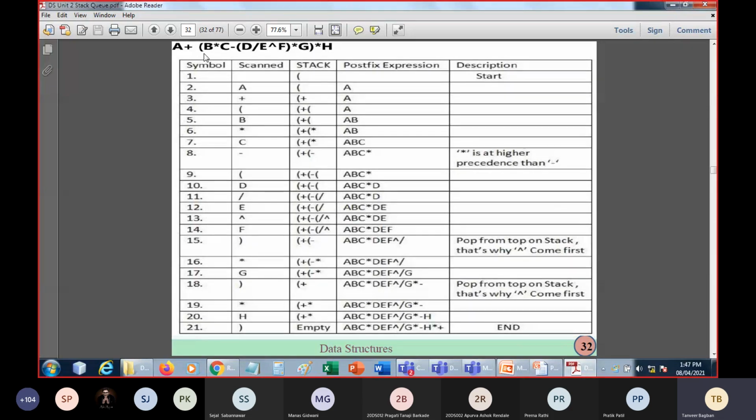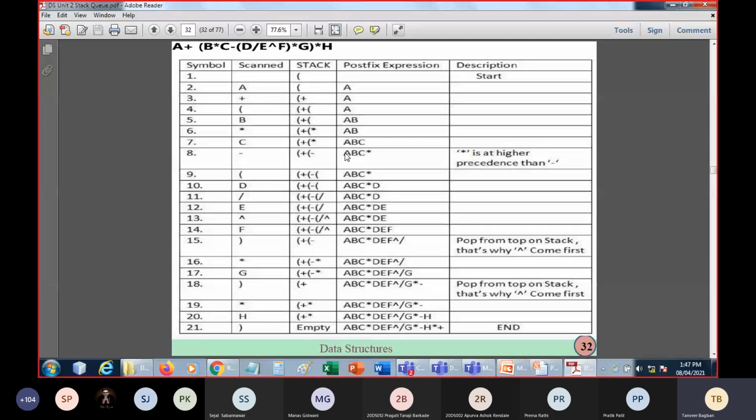Now in the exam, if this expression is asked to be converted into postfix format using stack, and if you are asked to show the step-by-step explanation, then you have to draw this table and show the symbol number, the scanned symbol, the position of the stack, the contents of the postfix expression, and what action is done. So it is given over here. This table you have to draw.